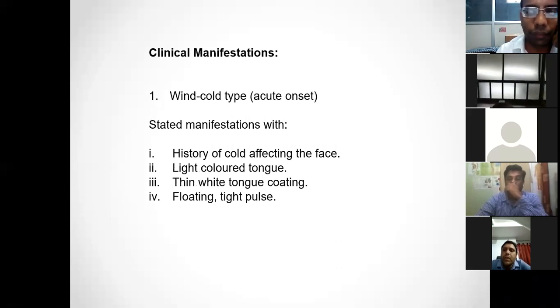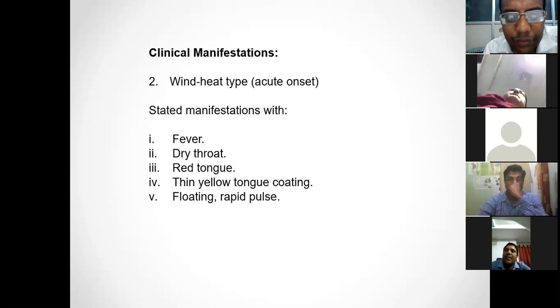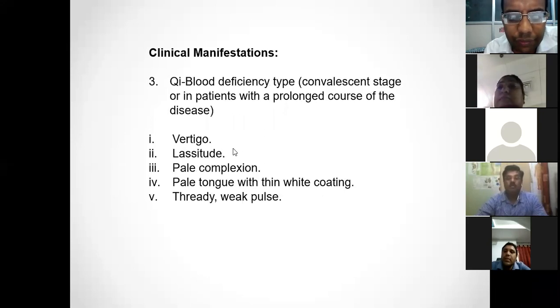Wind-cold type: history of cold affecting the face, light colored tongue, thin white tongue coating, floating and tight pulse. Wind-heat type: manifestation with fever, dry throat, red tongue, thin yellow tongue coating and floating and rapid pulse. It is a wind-heat combination, with acute onset, a combination of wind and heat.